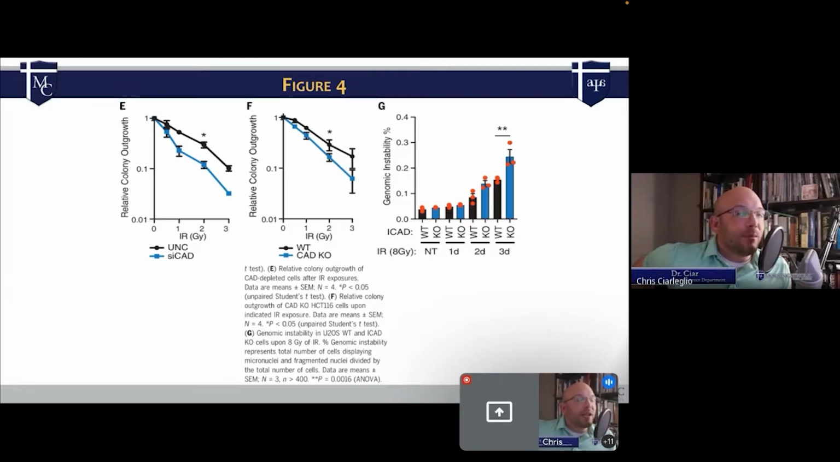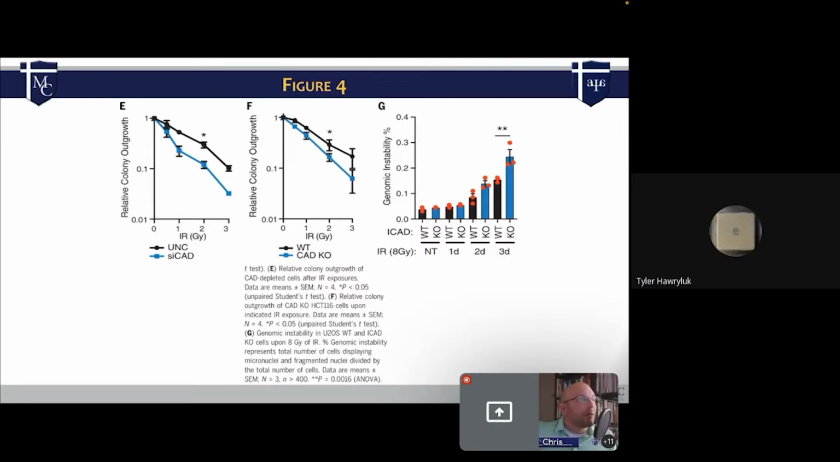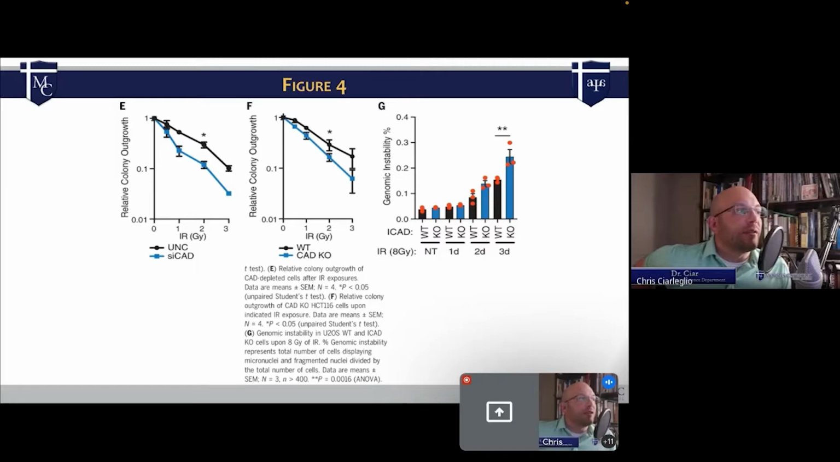So if I use a small interfering RNA for CAD, then what's the blue line mean, Tyler? Would it be the growth of the colon cancer cells when they're interfered? Right. And what are you seeing? Is there a difference? A decrease? Yes, significant. Notice the star. It is a significant decrease from the UNC, which is a scrambled type. That's just a control, which we can explain later. So then what's F? This one's the most interesting one, I think.